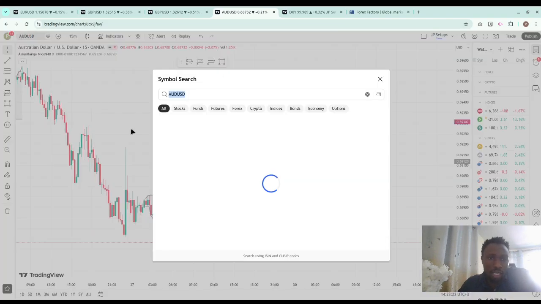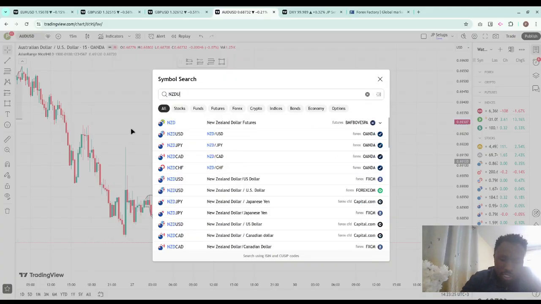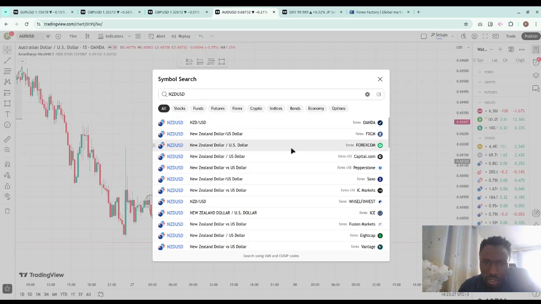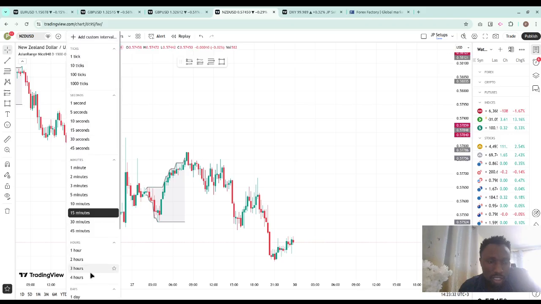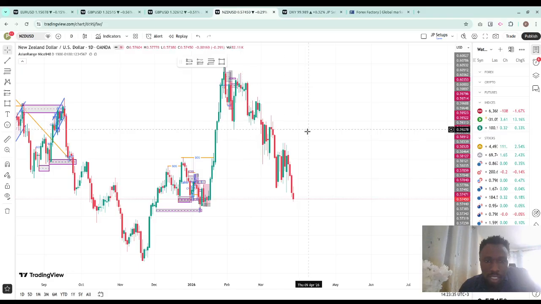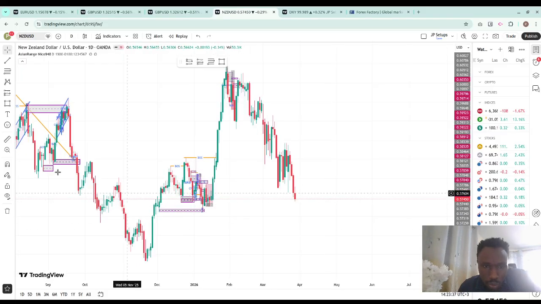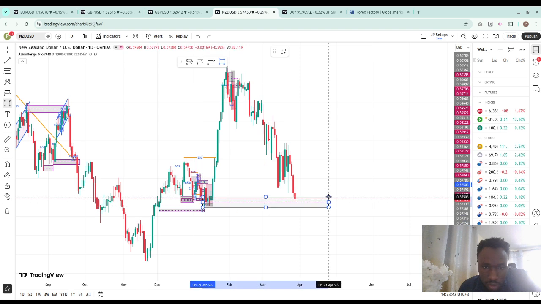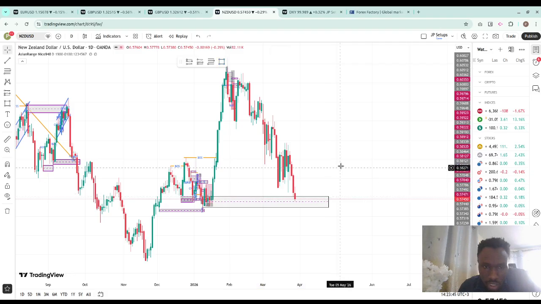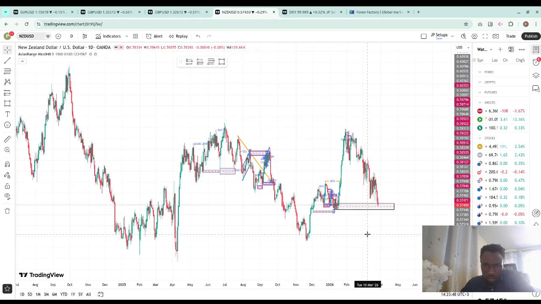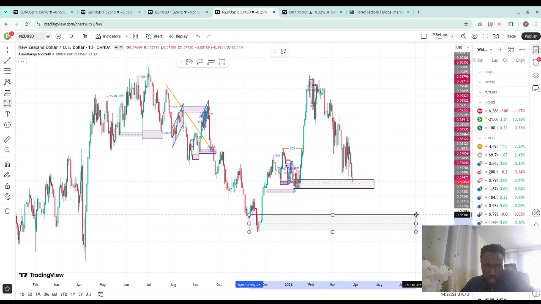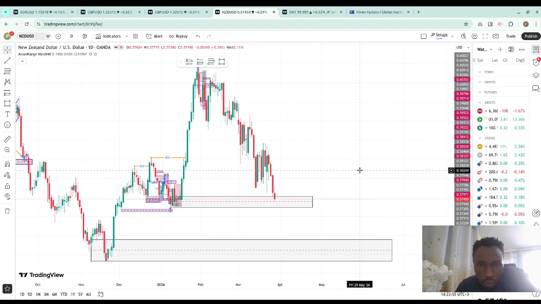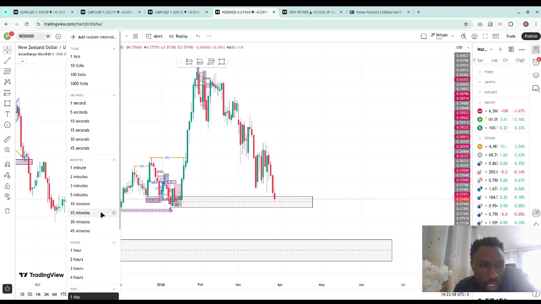If we come to the NZDUSD, let's start with the daily time frame. Yeah, you see it's still dropping. I don't think this point will hold. I really don't think it will hold against the sells. But of course we will have some reaction at that demand zone.